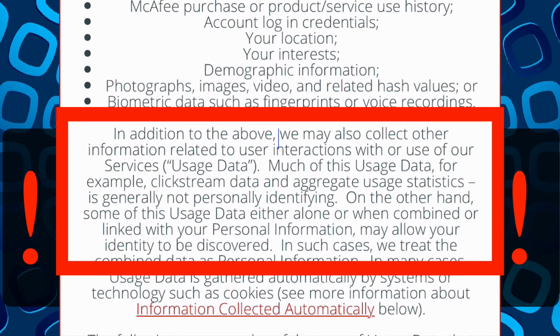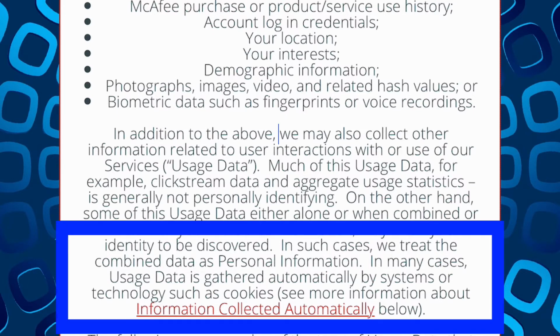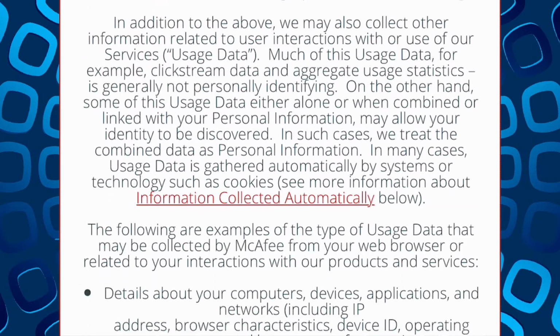For example, clickstream data and aggregate usage statistics is generally not personally identified. On the other hand, some of this user data, either alone or when combined with or linked with personal information, may allow your identity to be discovered. In such cases, we treat combined data as personal information. In many cases, usage data is gathered automatically by systems or technology such as cookies.